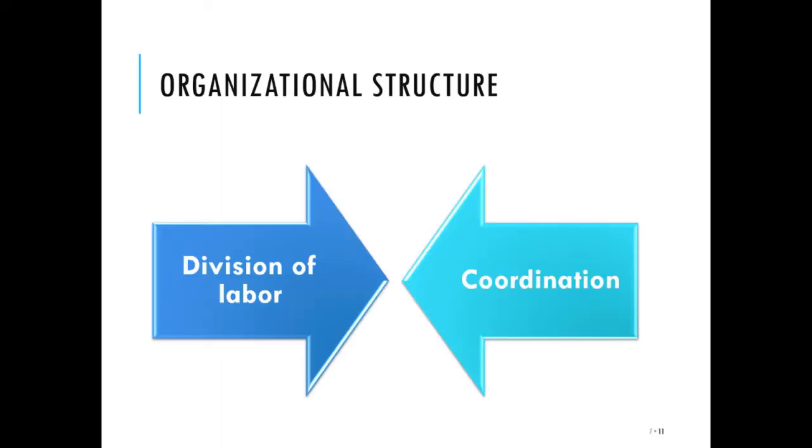So an organization's structure develops when managers first assign work tasks and activities to specific individuals or groups, and then it continues to develop when managers coordinate these diverse activities required to reach the firm's objectives.